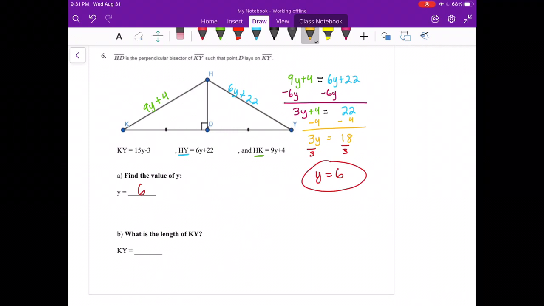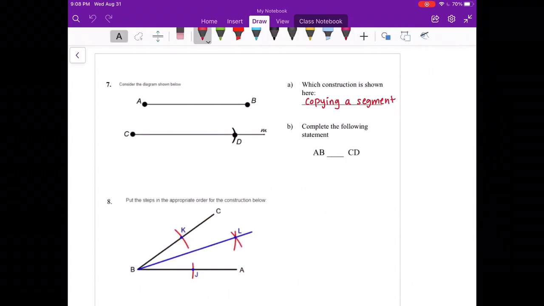So now that we know that y equals 6, we can move on to the next part, which is to find the length of KY. KY has the expression 15y minus 3, so all we're going to do is plug it in like we've done before. So this becomes 15 times 6 minus 3. 15 times 6 should be 90. And 90 minus 3 is 87. So KY has a length of 87. And that's it for number 6. Let's move on to problem number 7.